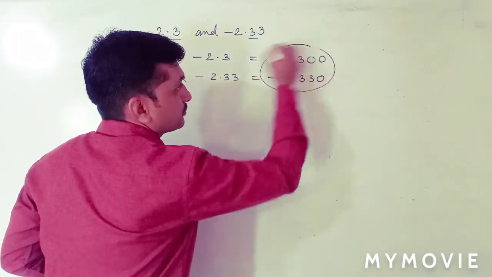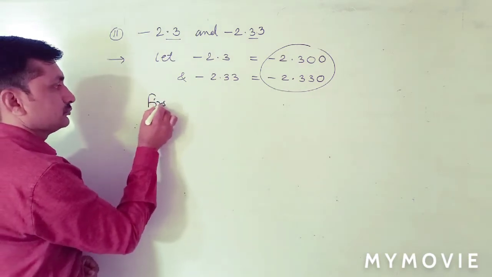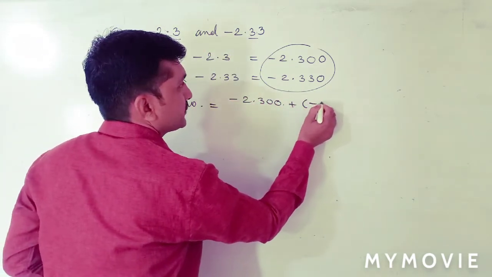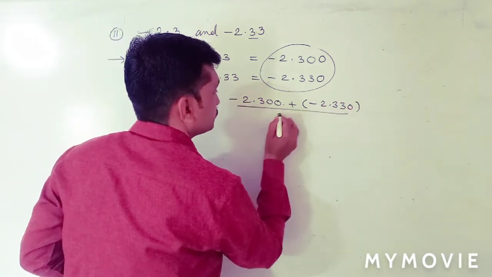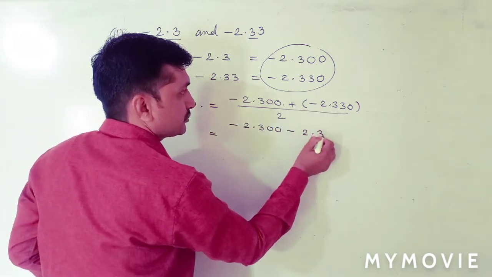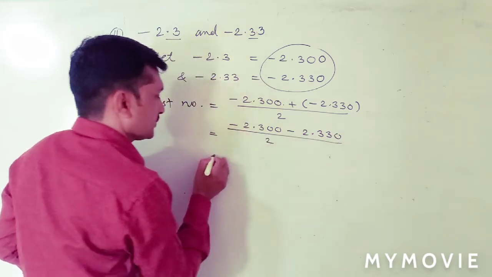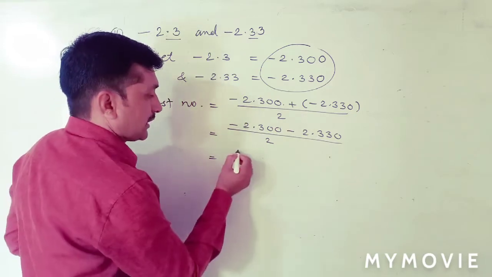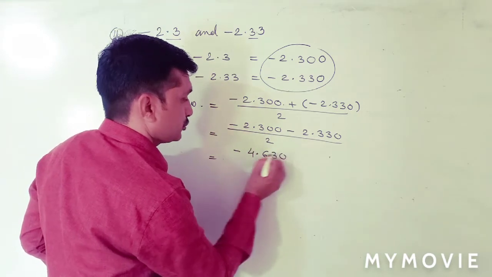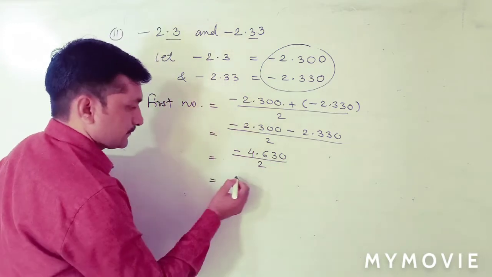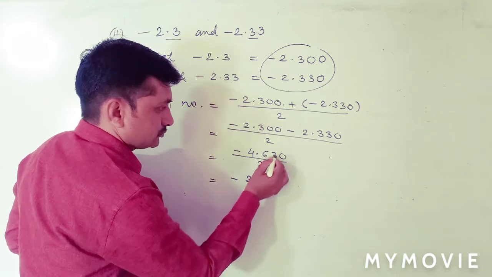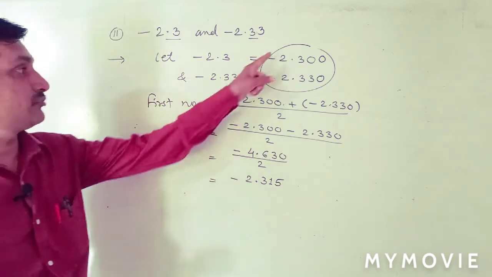Therefore, find average of these two numbers first. First number is equal to average minus 2.300 plus in bracket minus 2.330 divided by 2 is equal to minus 2.300 plus minus 2.330 divided by 2 is equal to, now same sign addition, higher value sign is minus and addition now 4.630 divided by 2 is equal to, now reduction, minus 2 2s are 4, 2 3s are 6, 2 1s are 2, 2 5s are 10. This is the first number between these two.